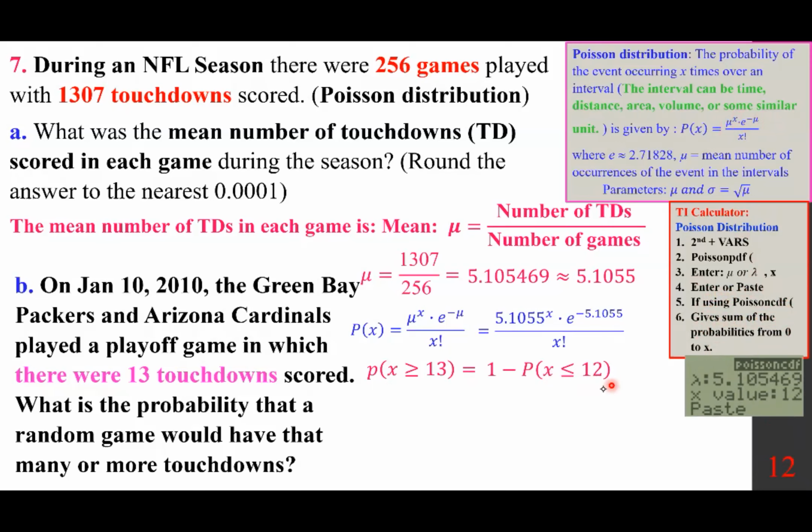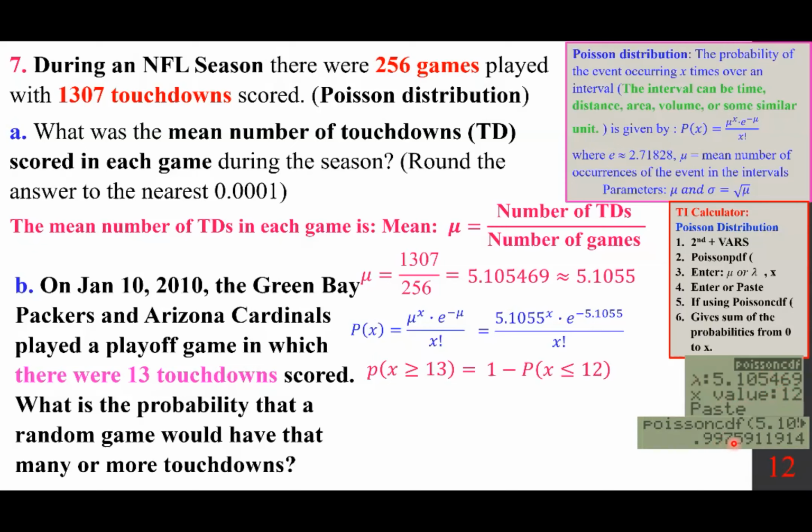So notice what we are going to do. Poisson CDF, lambda. Rather than this number, I put the number with more decimals, class, because when you use a calculator, you want to get a better result. The X value is 12. Since I just put the X value, it means calculate all the way from 0 to 12.